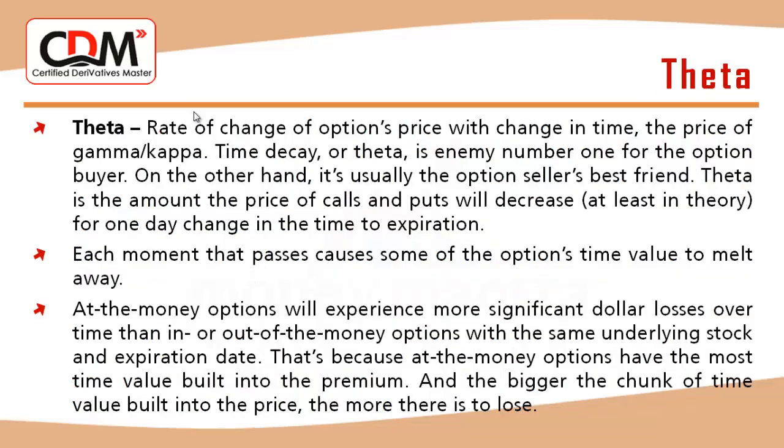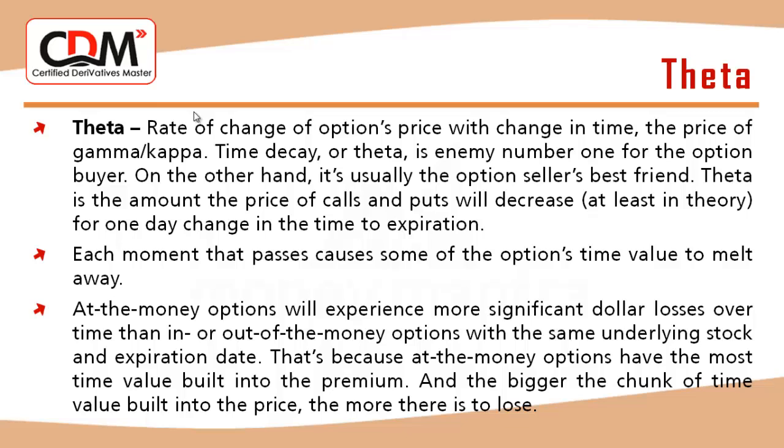Now, the third important one is called theta. I think it is the most important factor for any option pricing. We generally also call it time decay. So theta is the rate of change of an option's price with change in time. The time decay, or theta, is enemy number one for the option buyer. On the other hand, it is usually the option seller's best friend.